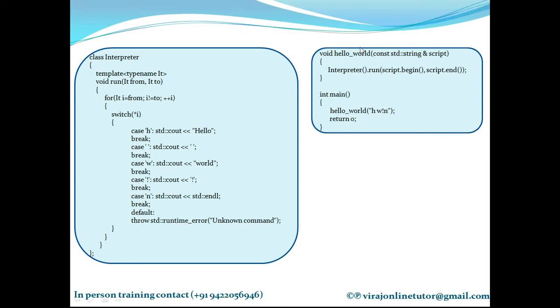So in the main, I am calling a hello world function and passing this string. Let's say our interpreter is learning this string. I am calling run with start and end iterators. It will just go through all the characters in this string, and it will print hello, a space, world, an exclamation sign, and a new line character. So hello space world exclamation new line will be printed on the screen.